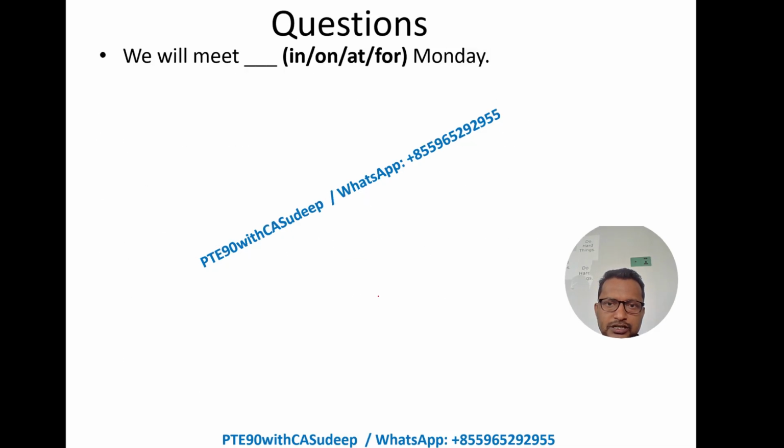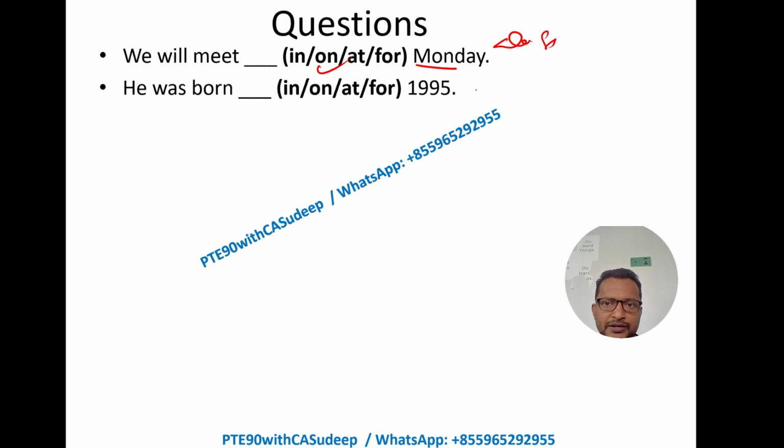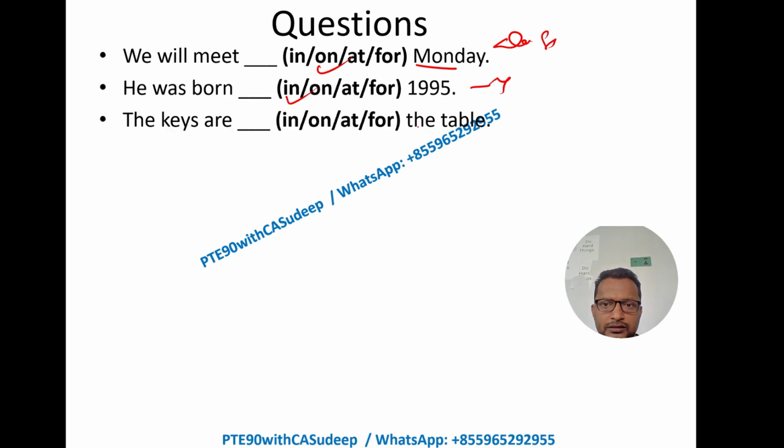Now I'm just giving you some of the questions. The question is, we will meet in, on, at Monday. So Monday, this is a day, consider a shorter period, so on Monday, right? He was born 1995, a year, a long period, in 1995. The keys are dash table. So this is the table, and the keys are here. So the keys are on the table, right?